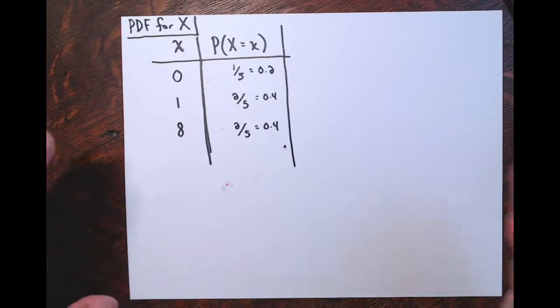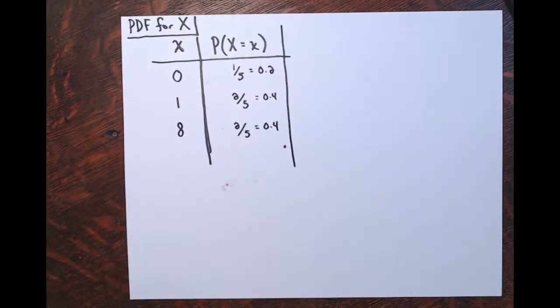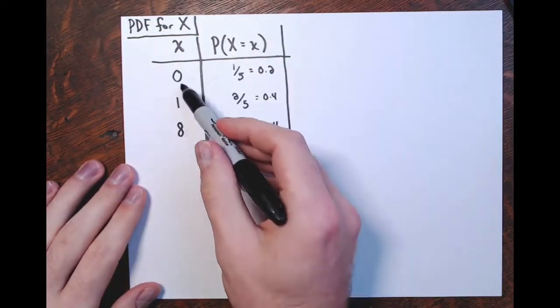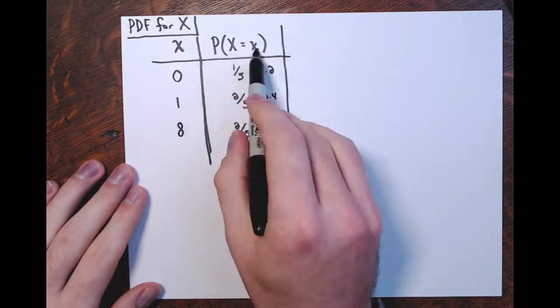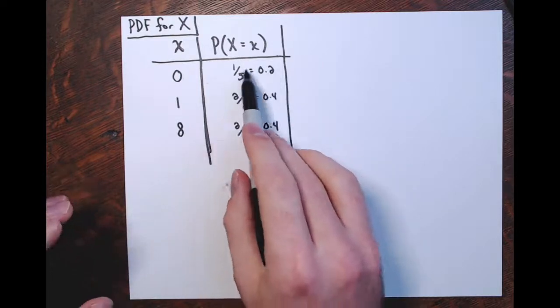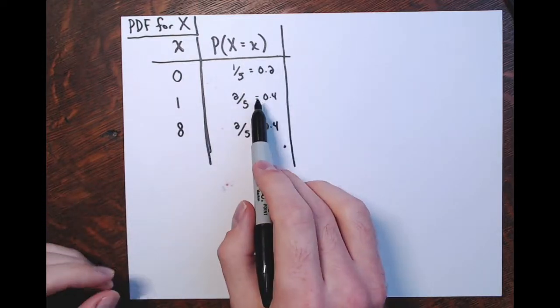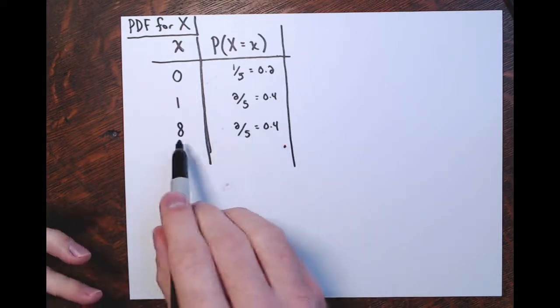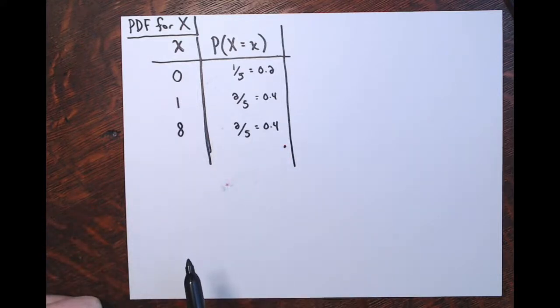Okay, so here we are. This is the probability density function for some random variable called capital X. Given the possible values of x, 0, 1, and 8, the probability that the random variable x will take on these values: 1/5, which is the same as 0.2, 2/5, which is the same as 0.4, and 2/5 or 0.4 for the probability that x equals 8.